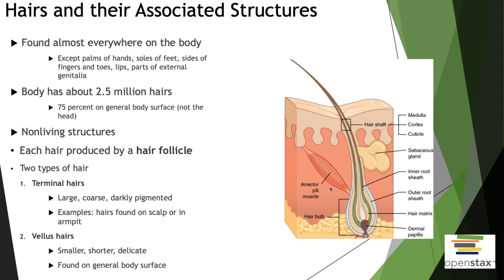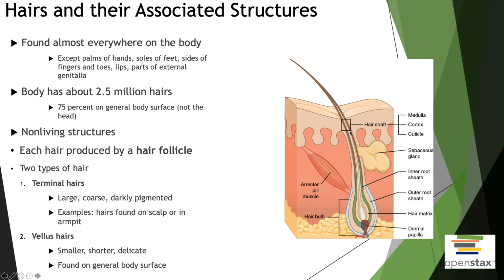Again, we have a few parts of the hair. You have the hair shaft, which is the portion of the hair that extends through the follicle and protrudes above the skin line. So that's here, the hair shaft. You have the hair root, which is here, the portion that anchors the hair to the skin. You have the cuticle, which forms the surface of the hair. It's composed of hard keratin.